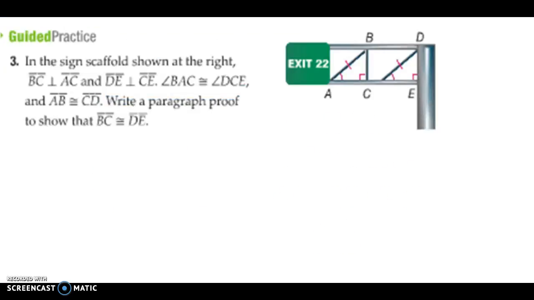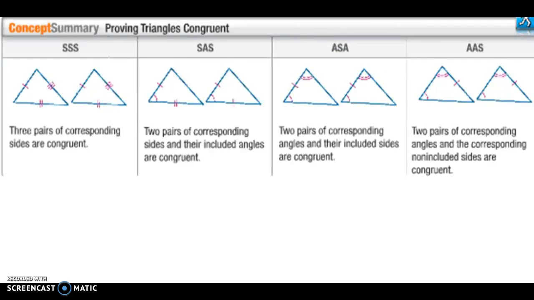Here's another example of a guided practice problem that you could use to find the missing side and to prove that they are congruent. So, what are our 4 types of postulates that we can use to prove triangles are congruent? We have the side, side, side postulate. If all 3 sides are congruent to all 3 sides of another triangle, that means that the triangles are congruent.